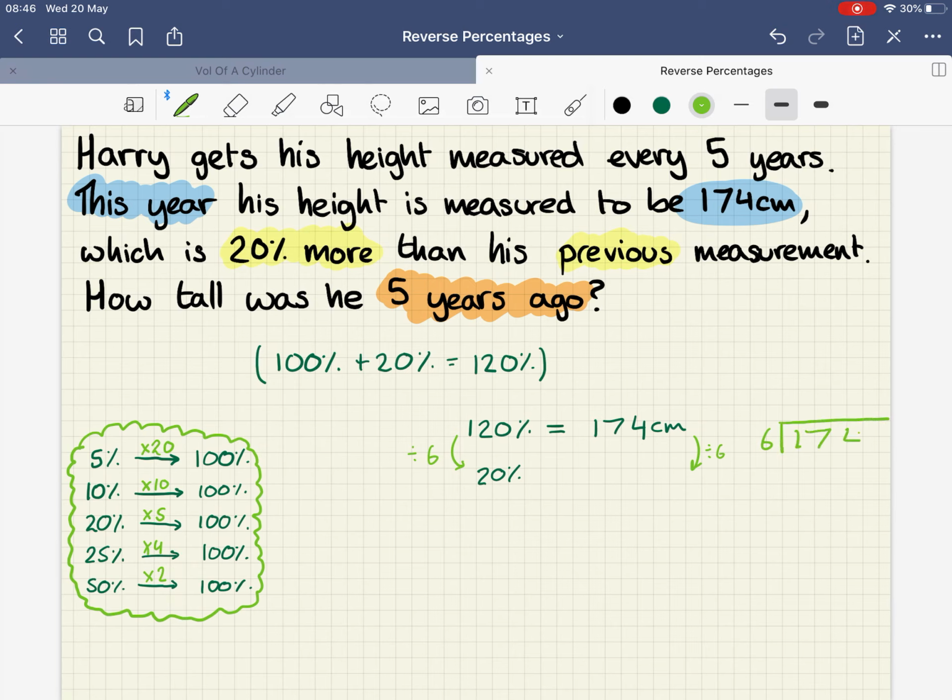So I've got 174. So 6 goes into 1, 0 times, the remainder of 1. 6 goes into 17 twice, a remainder of 5. And then 6 goes into 54 9 times.